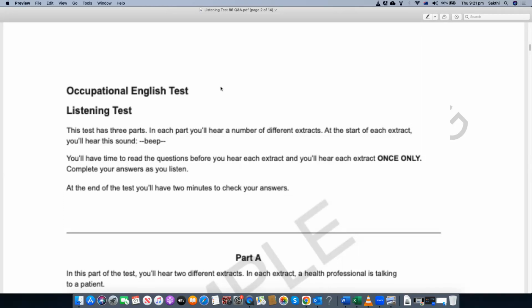Especially for the people who are going to appear in the examination the day after tomorrow, this will be of great help for them to check whether they are ready for their listening subtest.